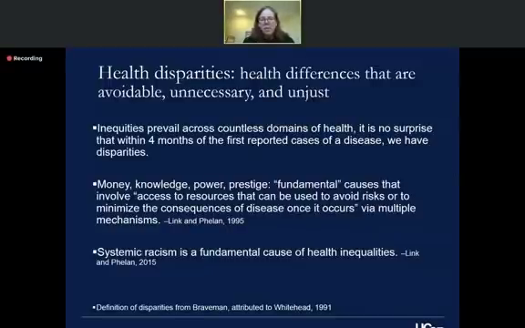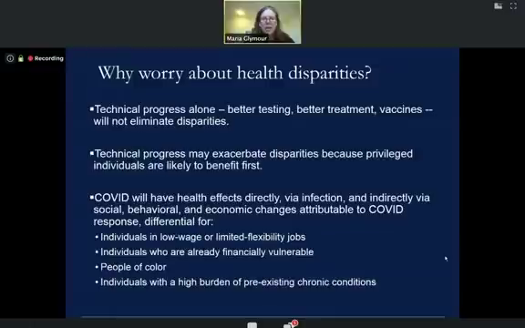And we really think about systemic racism as sort of the opposite of a fundamental resource, as a fundamental cause of health inequalities. Next slide, please. This is really important to address because of one of the implications of fundamental cause theory. We can move to the next slide, Kirsten. Yeah, thank you.